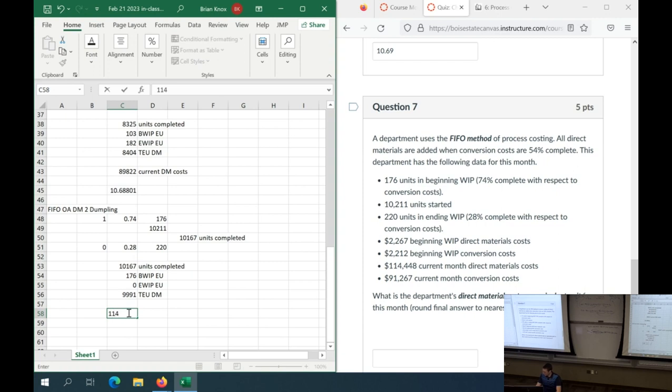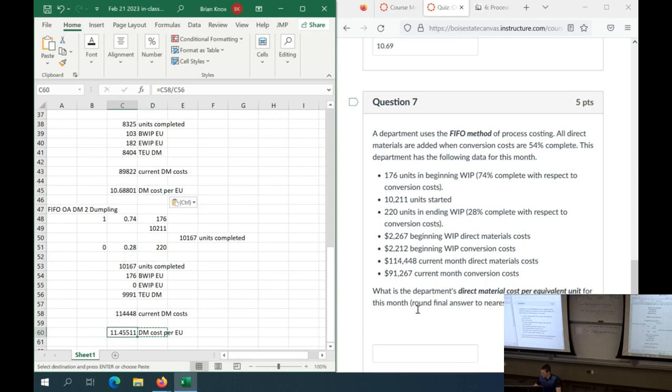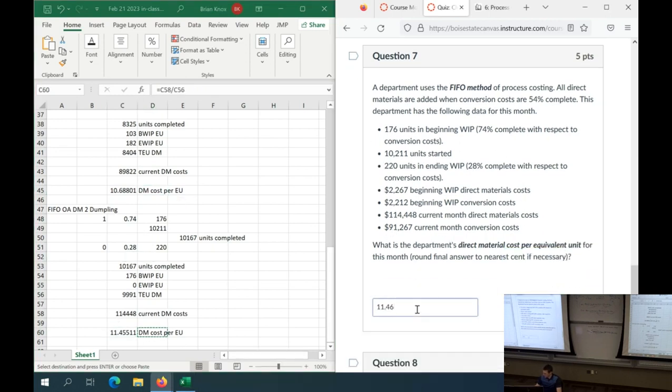So 114,448. Okay, that is our current DM costs. And we can take those current DM costs, divide them by our total equivalent units with respect to direct materials, and we end up with our direct materials rate, which is direct material cost per equivalent unit. So it should be $11.46, rounding to the cent.